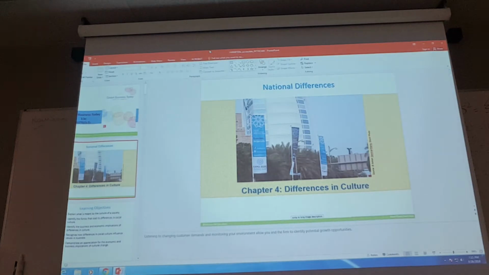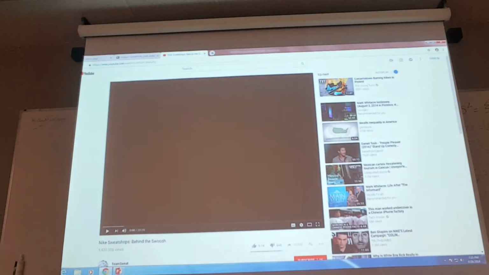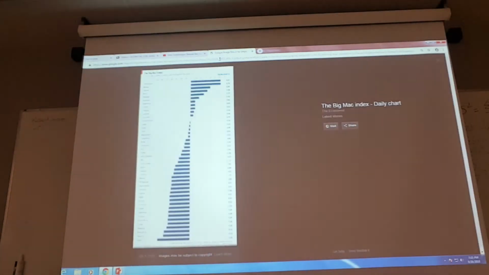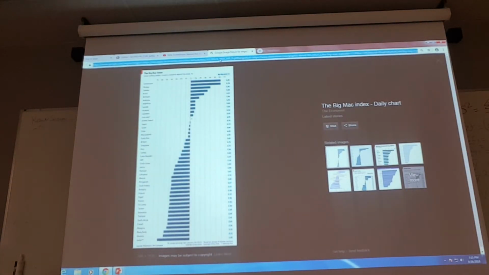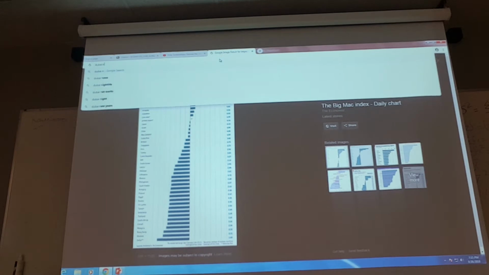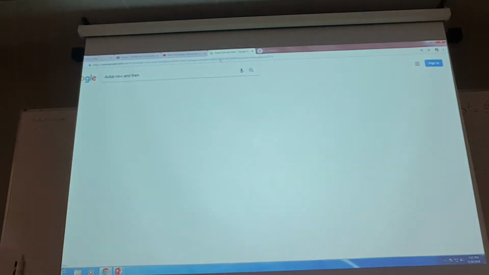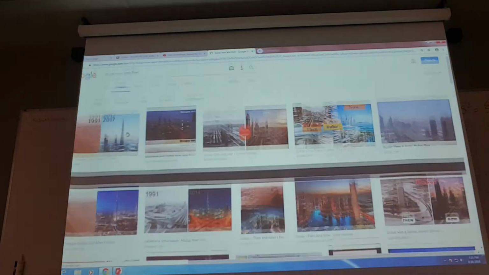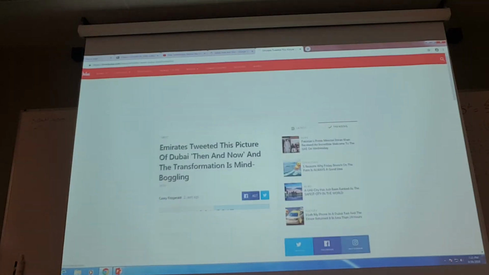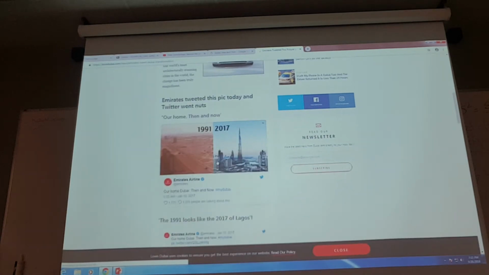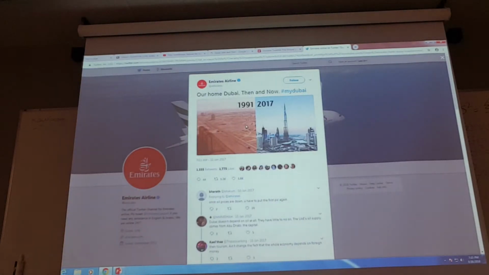Let me show you a picture of Dubai now and then, which actually shows you this picture, for example. You see Dubai in 1991 and 2017. For example, this one here. It's not a good picture, but this is the same street, same road, right? So you see, and it's only 1991. Look how it has changed tremendously, right?